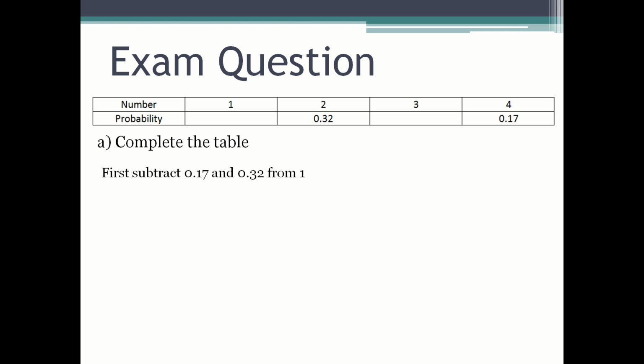So first you subtract 0.17 and 0.32 from 1. So that's equal to 0.51. And since they said that the probability of landing on 3 is twice the probability of landing on 1, we add 2 and 1 together to get 3. So altogether we have 3 chances or probability of landing on a 1 or a 3.